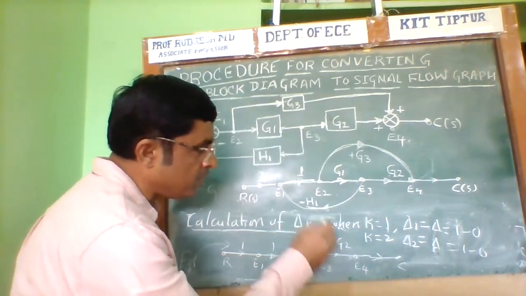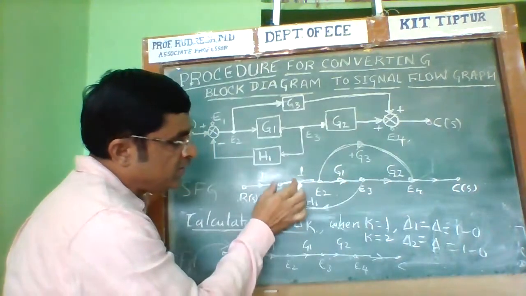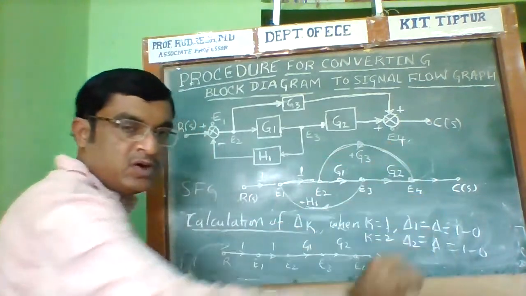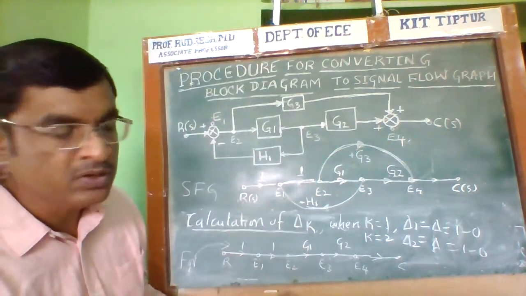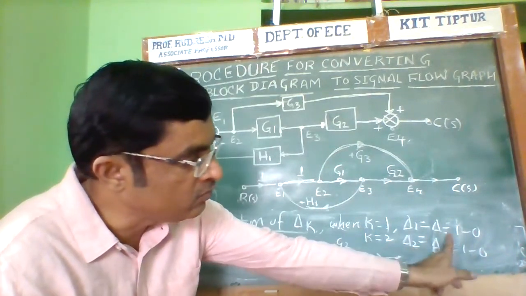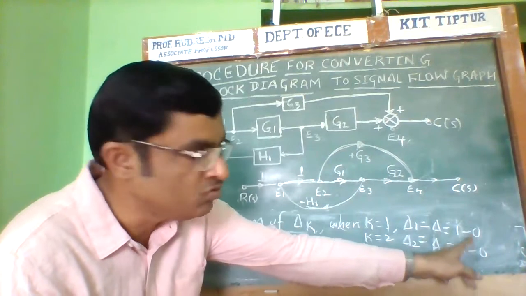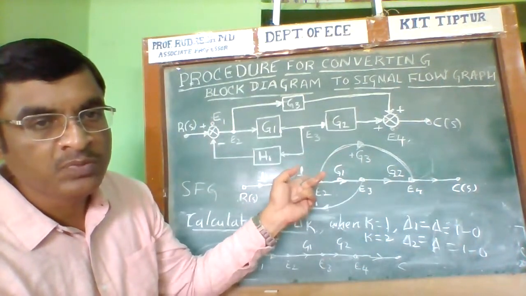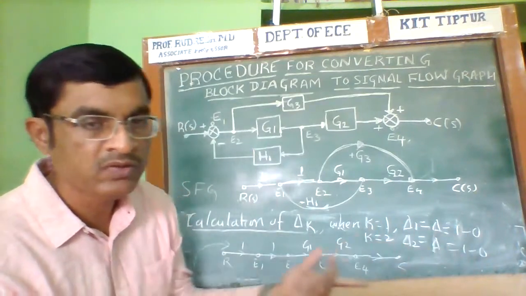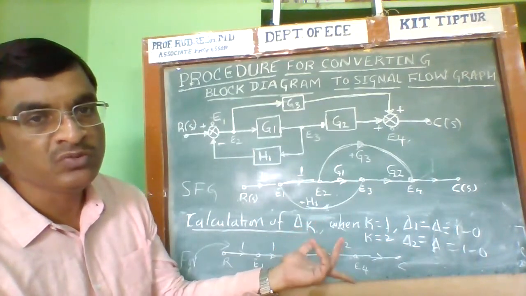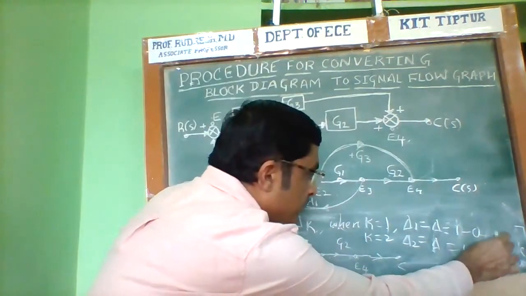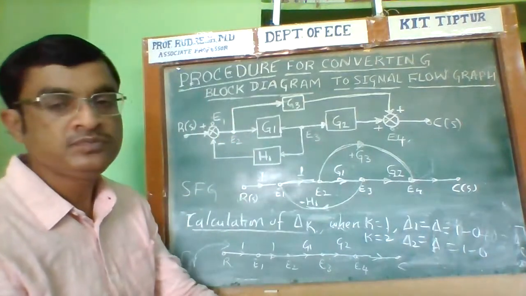This is the first forward path. Here every part, this branch is also touching, this branch is also touching. Every part of the graph is touching the first forward path. We go for applying the delta formula, but there is no part of the graph which is not touching the first forward path. So it is 1 minus 0, meaning the sum of individual gains is 0 and the gain product is also 0. This is delta 1 equal to 1.